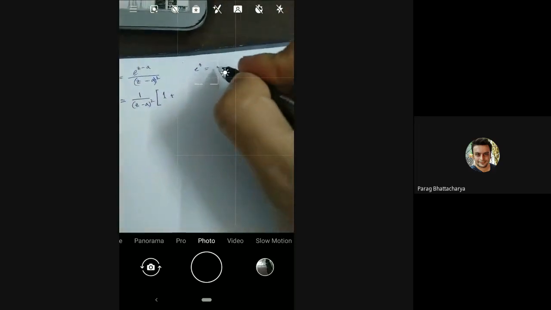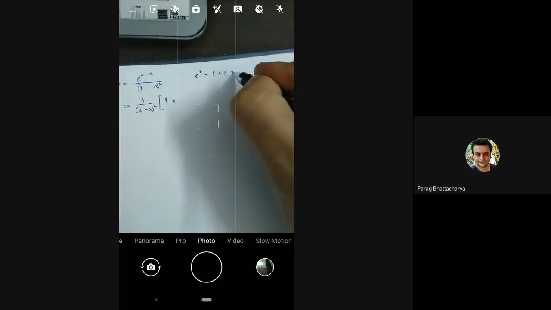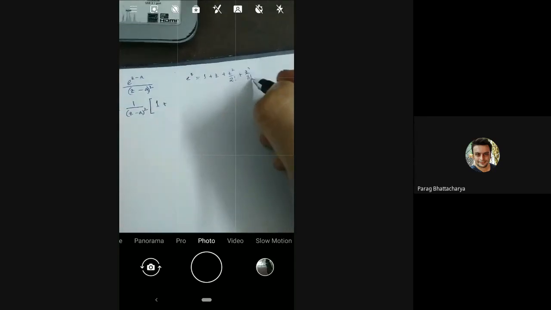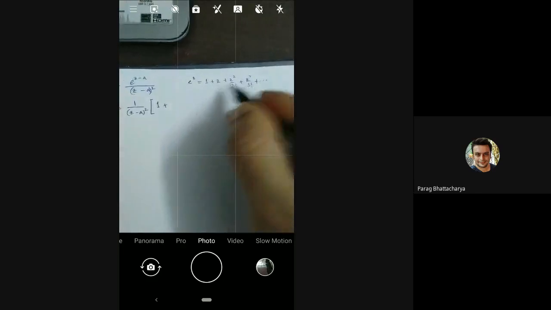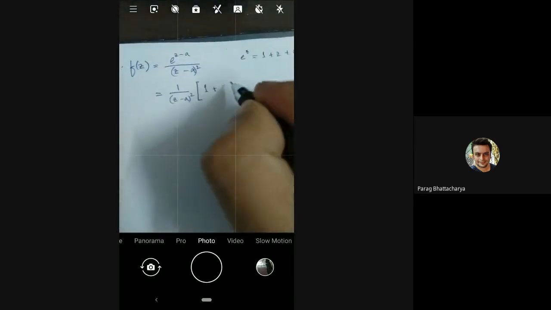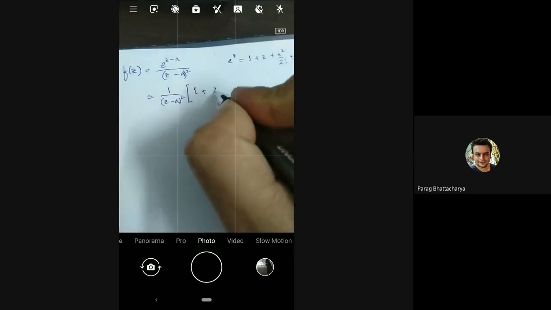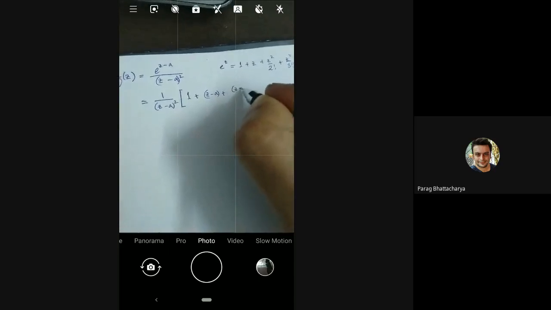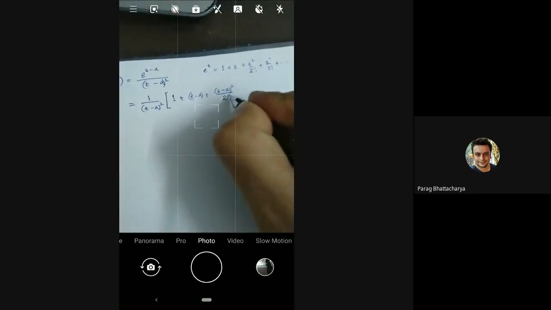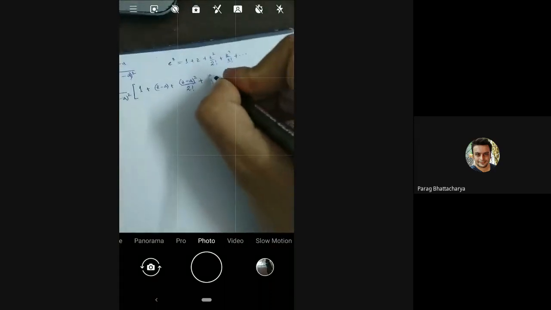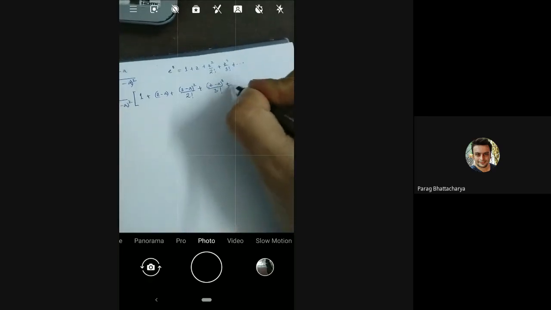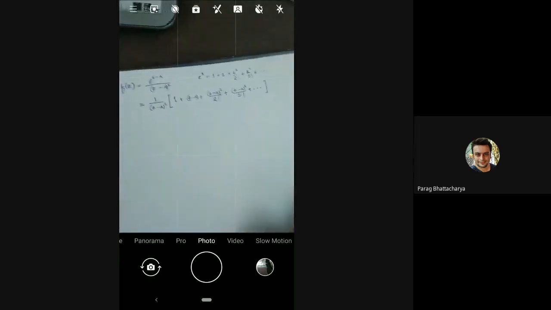The Taylor series expansion of e to the power z is 1 plus z plus z square by 2 factorial plus z cube by 3 factorial and so on, right? So we have to use this expansion. Therefore in this case we have 1 plus, instead of z we'll use z minus a, plus z minus a whole square by 2 factorial, then z minus a whole cube by 3 factorial, and so on. Okay, so this is what we have.